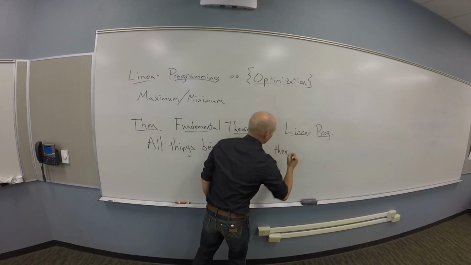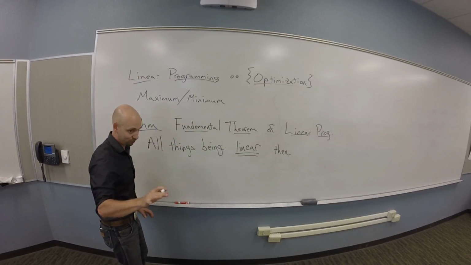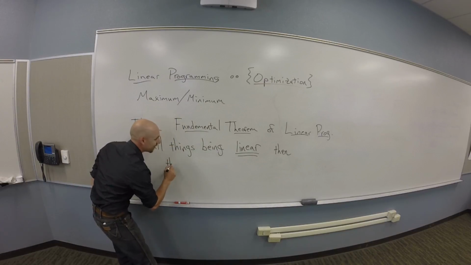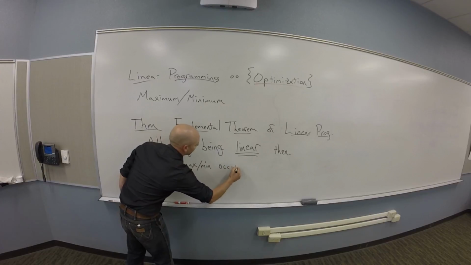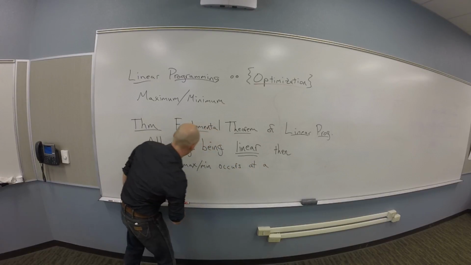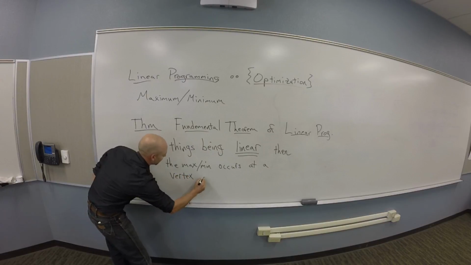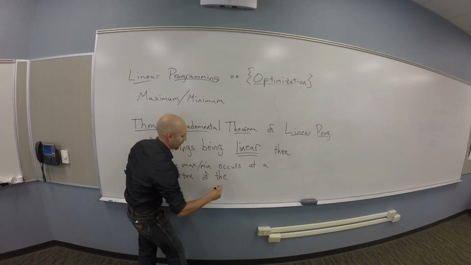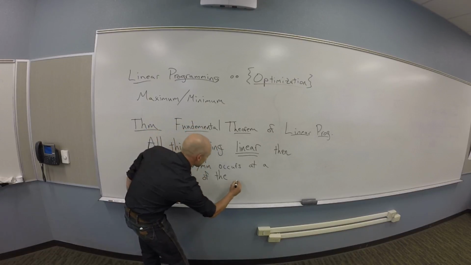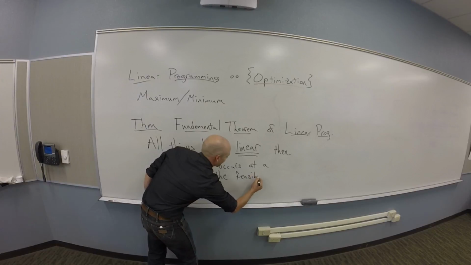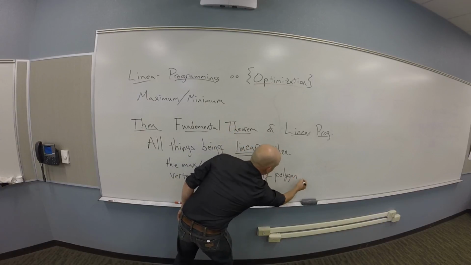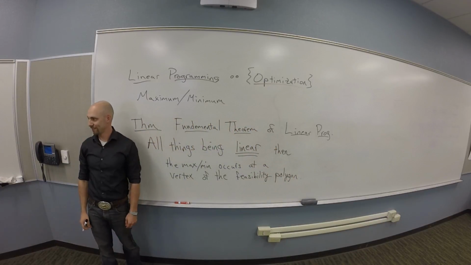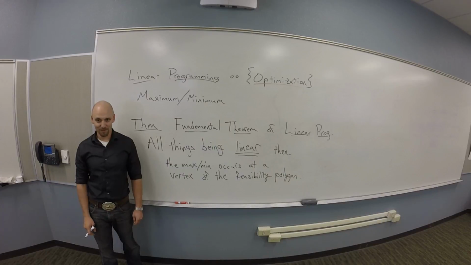Then, and this is going to sound weird because we don't have these words yet, but trust me, then the max or min occurs at a vertex of the feasibility polygon. And I know you don't know what a feasibility polygon is. Cool? So believe me, there's such a thing as a feasibility polygon.